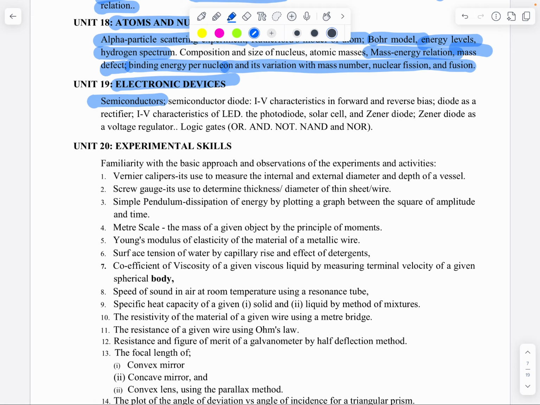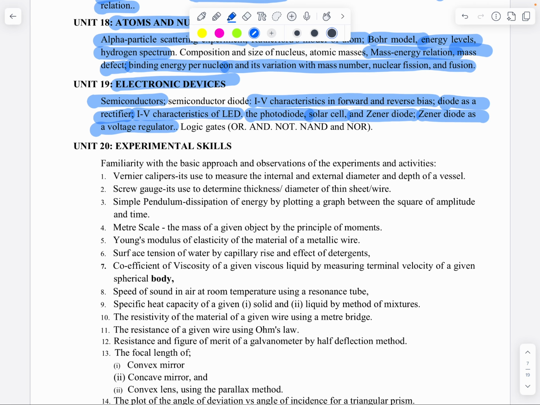The important topics of the chapter are IV characteristics in forward and reverse bias, diode as a rectifier, IV characteristics of LED, photodiode, solar cell, Zener diode. So these are very important topics of this chapter, and Zener diode as a voltage regulator.